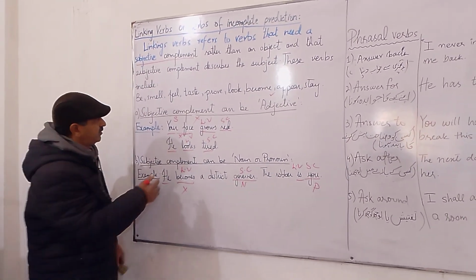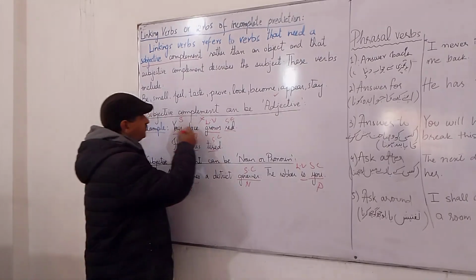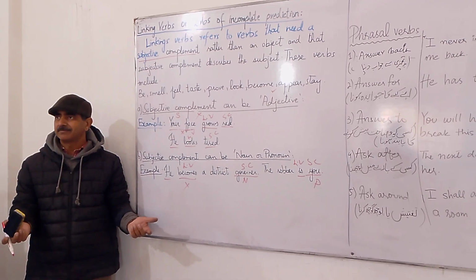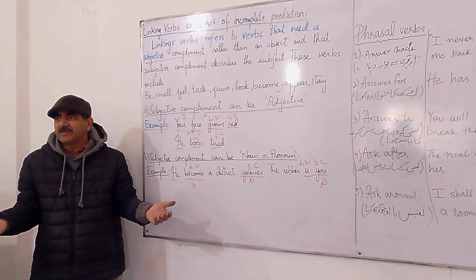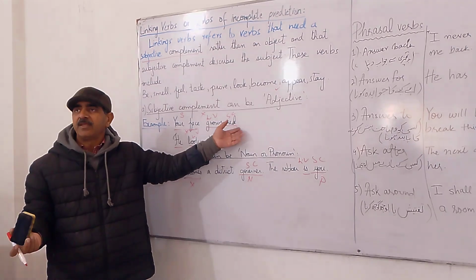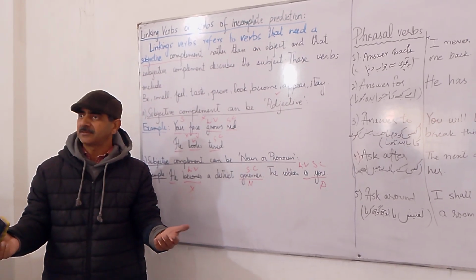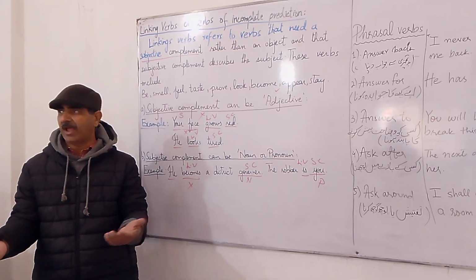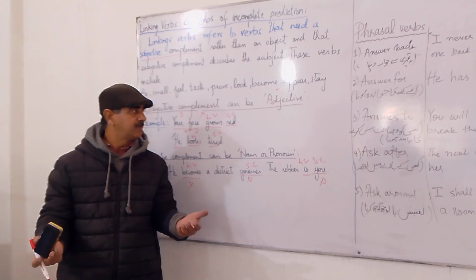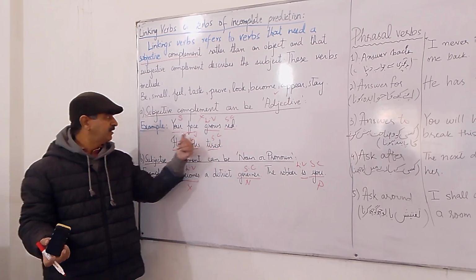Clear? So, your face is the subject. This red is completing the subject, your face. If I say your face grows, the question arises: how does my face grow? If I remove it and simply say your face grows, definitely you'll ask me, sir, how does my face grow? Pale, red, blue, green, black. Clear? A question arises until and unless I read this. So it is completing the subject.